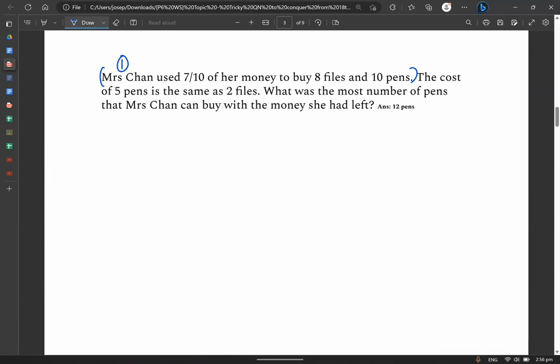Mr. Chan used 7 over 10 of her money to buy 8 files and 10 pens. Stop. Don't do anything. All right. Look at this sentence. You understood this sentence? Write down what you know.